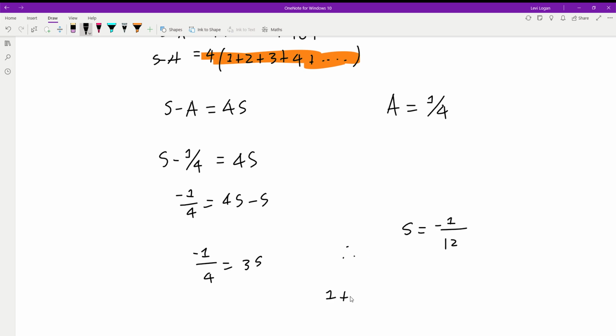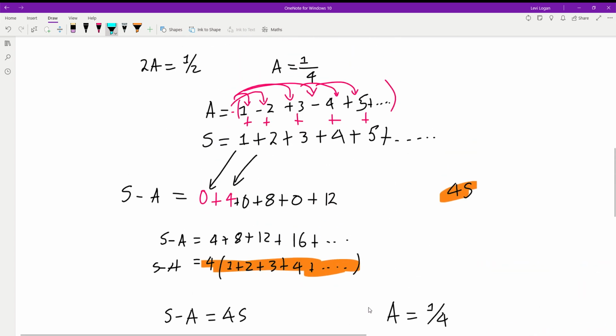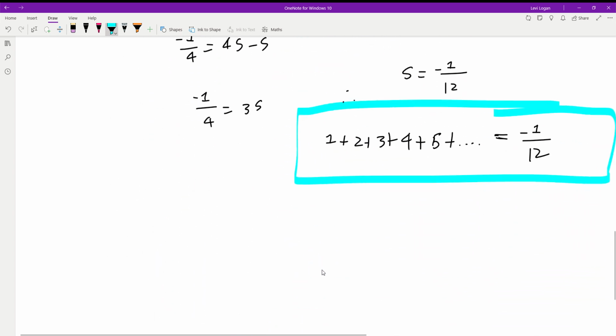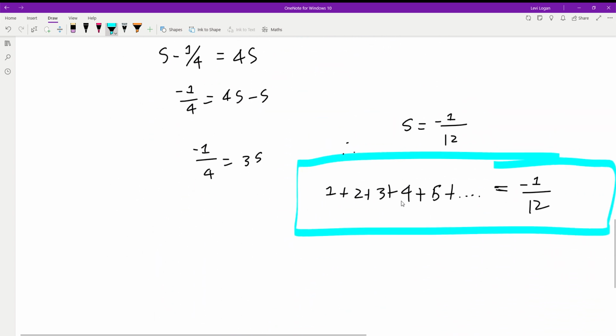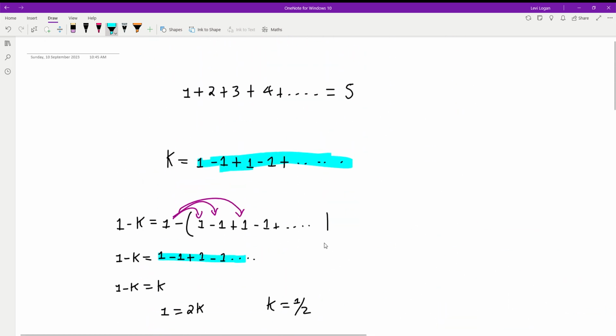So 1 plus 2 plus 3 plus 4 plus 5 plus 6, etc., do that for a while and you should get negative 1/12. Now, I'm not going to give my opinion on this proof because Ramanujan also proved this and he's a brilliant mathematician, but I'll leave this up to you guys for interpretation, whether this proof is valid or not.